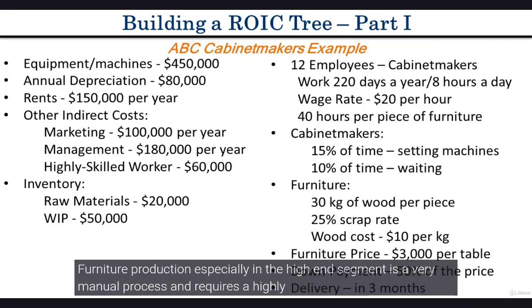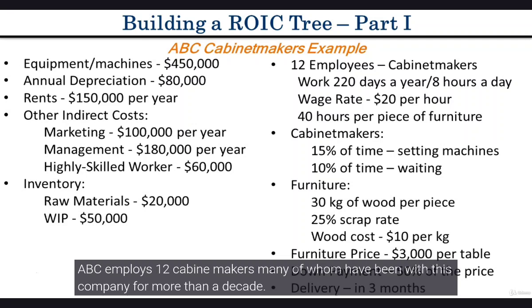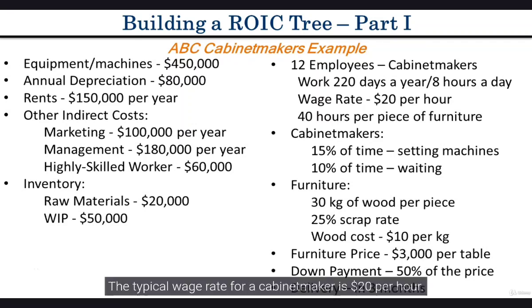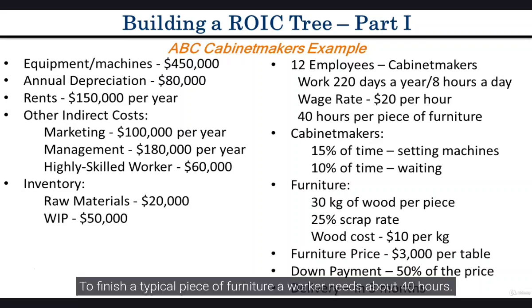Furniture production, especially in the high-end segment, is a very manual process and requires a highly skilled workforce. ABC employs 12 cabinet makers, many of whom have been with this company for more than a decade. The cabinet makers work about 220 days in a year, on average about 8 hours per day. The typical wage rate for a cabinet maker is $20 per hour. To finish a typical piece of furniture, a worker needs about 40 hours.